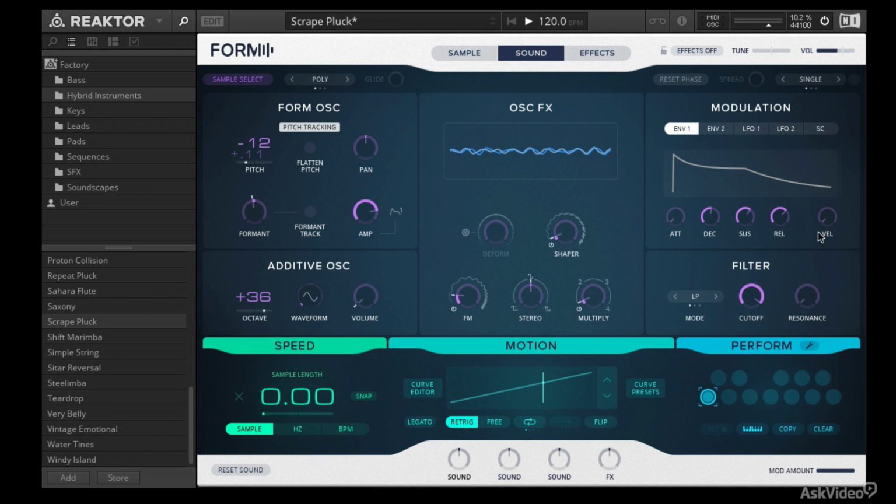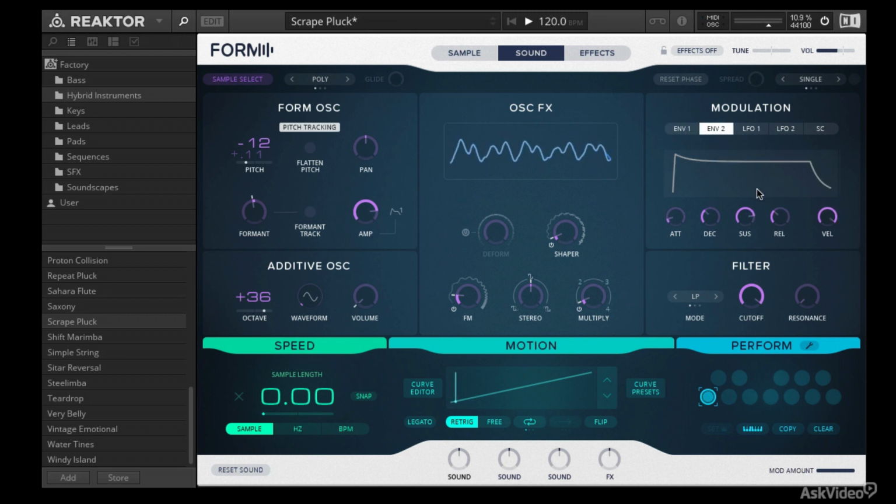Note that envelope 1 is set to 0 velocity. Usually by default, this is at 100. So if we set it to 0, that means no matter how hard I hit a key, you're going to hear that sample. That's very important. So we're always going to get a sound at the same volume, no matter how hard I hit it.